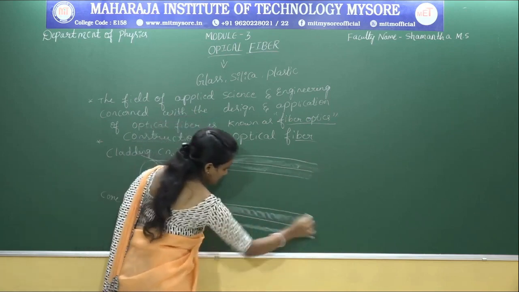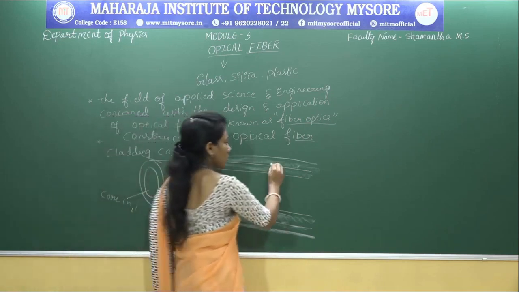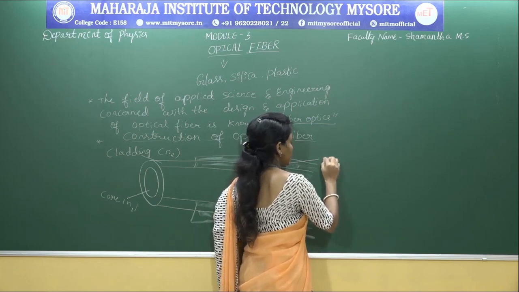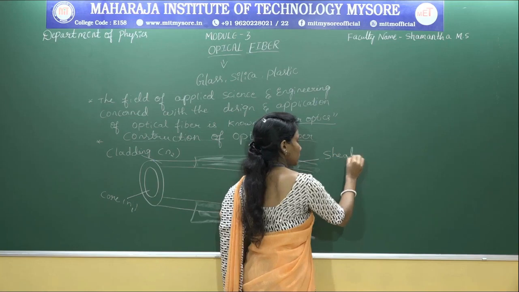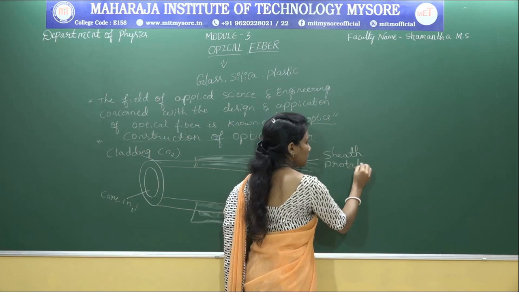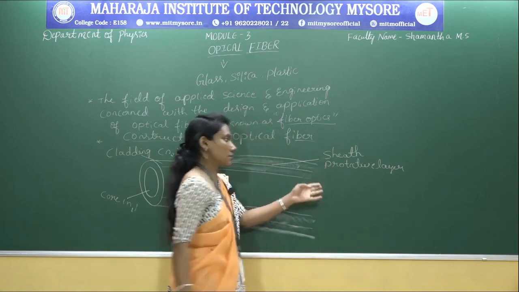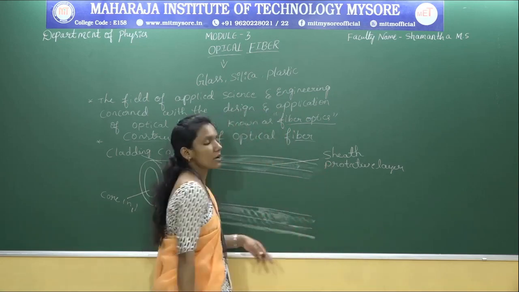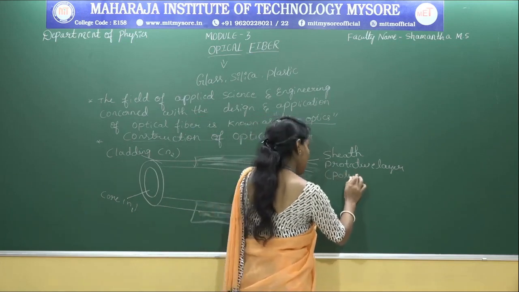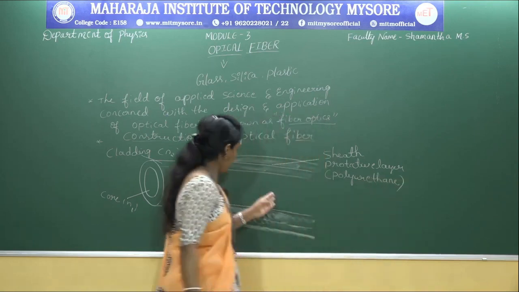So, that is called a protective layer. Sheath, protective layer. So, this is the outer layer, the sheath, that is a protective layer. It is made up of polyurethane.